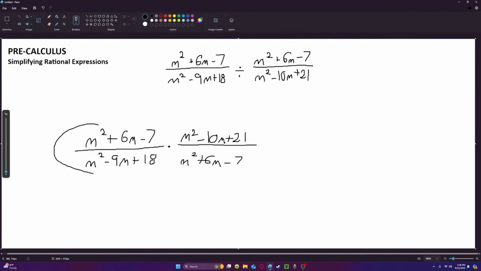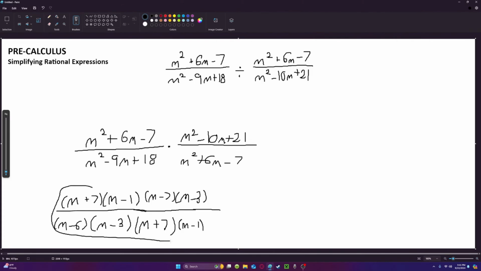So now we have this. This is what it looks like after being keep, change, flipped. And now what we're going to have to do is factor each and every one of these, which thankfully are easy to do, and I'm going to cut again to what that looks like. So this is what everything looks like after being factored out. And I just made it one big fraction because since they're multiplying, we can do that, and it makes it easier for the eyes. And now we get to cross out a whole bunch of these.